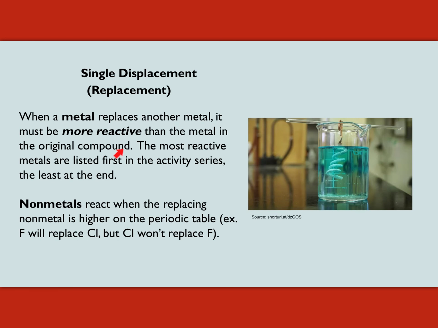So the key here in these single displacement or single replacement reactions is that when a metal replaces another metal, it has to be more reactive than the metal in the original compound. And the most reactive metals are listed first in that activity series. Nonmetals will react by replacing anions in compounds, but they'll only do so if the nonmetal is higher up on the periodic table or if it's listed first in that electronegativity series.